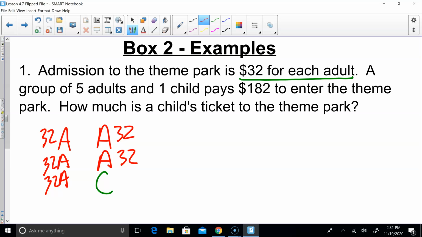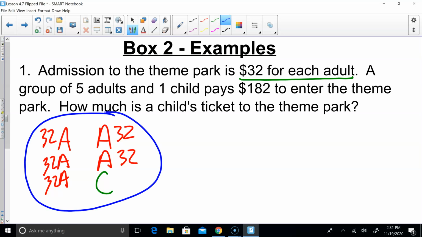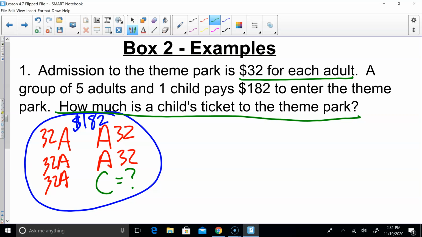And the child, it says they pay it for the total, right? They pay to enter the theme park. So their whole total, this whole big group of people, is going to pay $182. So now the question is, how much is a child's ticket to the theme park? If I look at all that information, I know the total that all of them paid, I know what all the adults paid, so how much did the child pay?